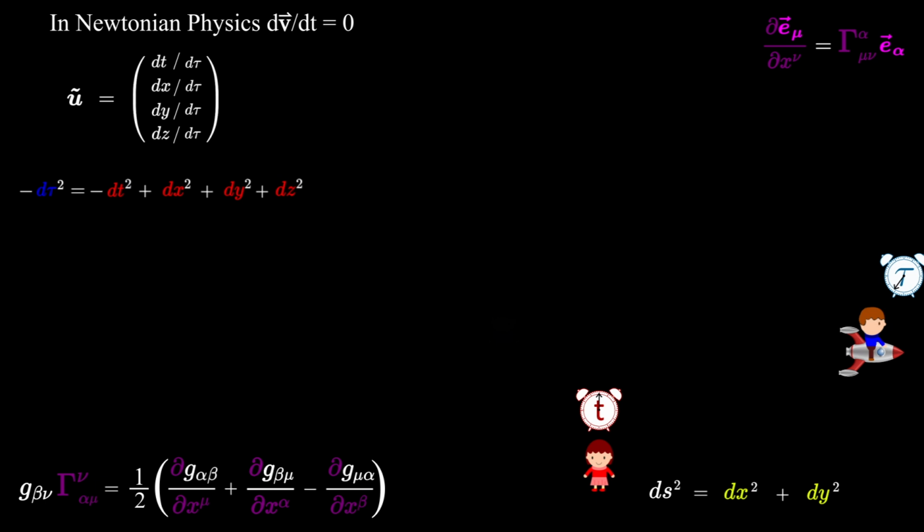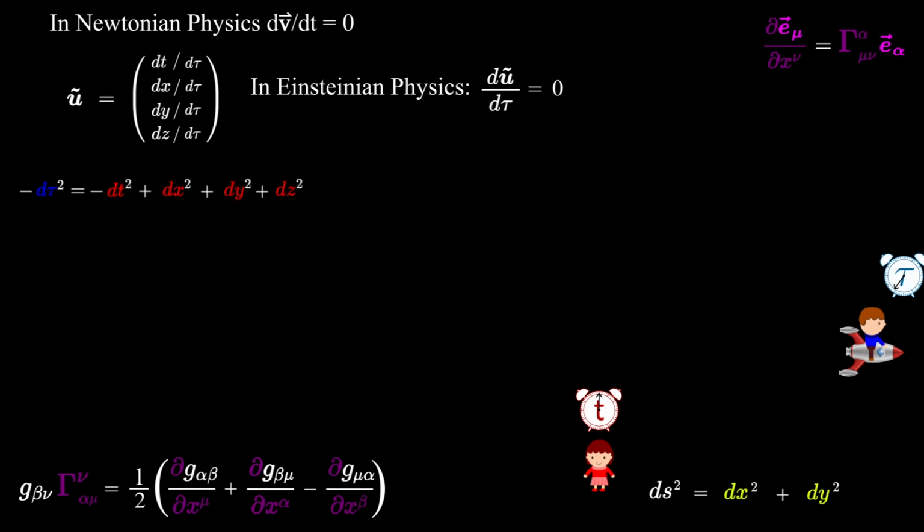So the corresponding relativistic equation for inertial objects, dv by dt equals 0, is changed to du by d tau equals 0, where the four components of u in Cartesian coordinates plus time are dt by d tau, dx by d tau, dy by d tau, and dz by d tau.